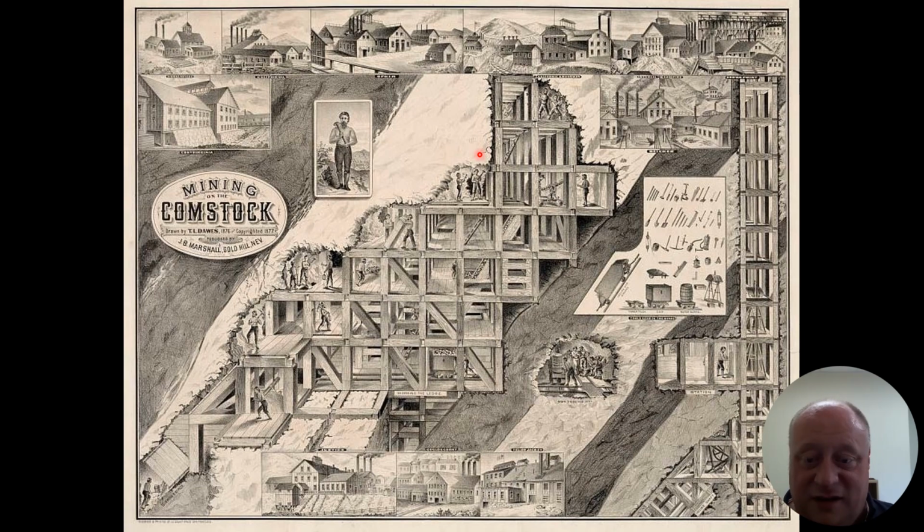whereas this is an older famous drawing of square set stoping in the mines of Gold Hill, Nevada, from the Comstock lode. And once again, you see miners on various levels, right? Just kind of working their way down and setting up these square sets as they go. Okay.